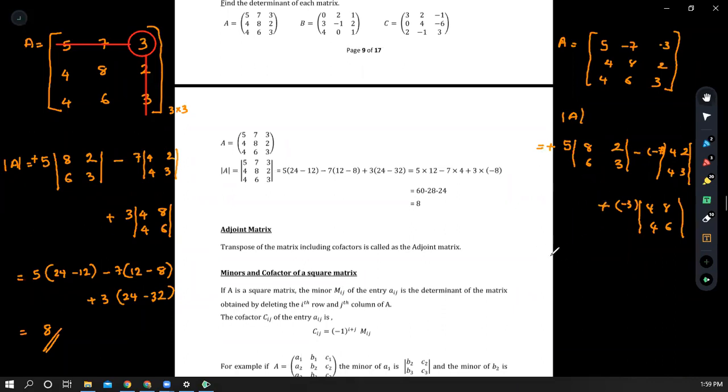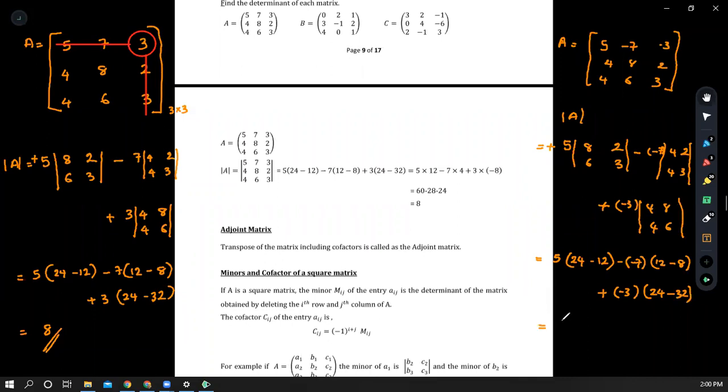Now we can take this multiplication. It is 5 times 24 minus 12. Then here it is minus into -7. Then it is 4 times 3, 12 minus 8. Then here it is plus with -3, 4 times 6, 24 minus 4 times 8.